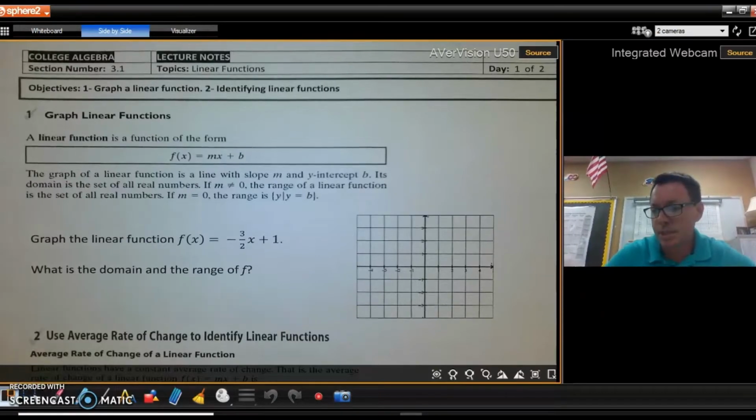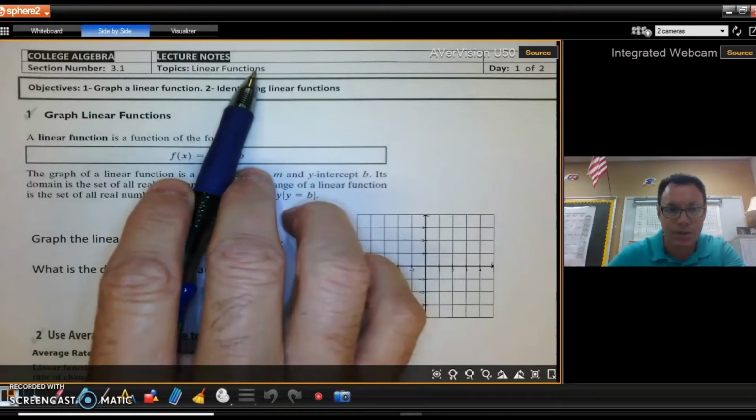Hey guys, today we're going to start Chapter 3. In Chapter 3, we're going to focus in on some particular functions. We're going to start with linear functions.